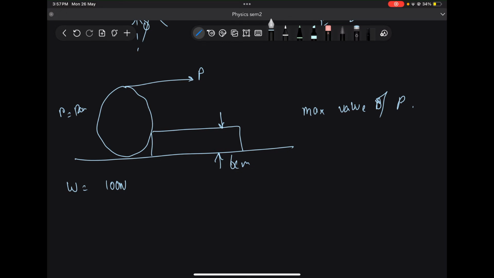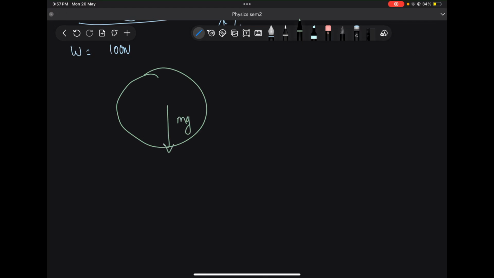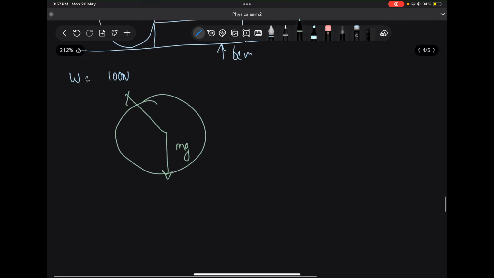Now, this sum is a question of equilibrium, where the forces are balanced. So let's start by drawing the free body diagram. Let's take mg, right? We can take a normal reaction force here. We can take P somewhere over here. So this is the moment of P, and we can solve.